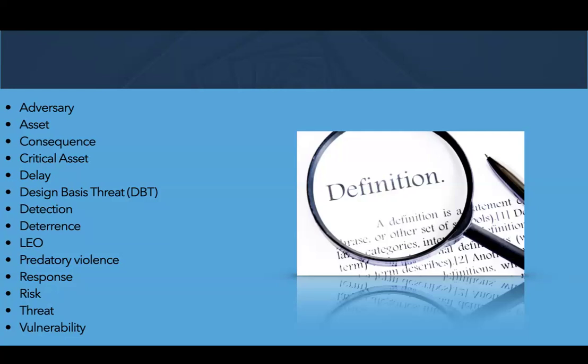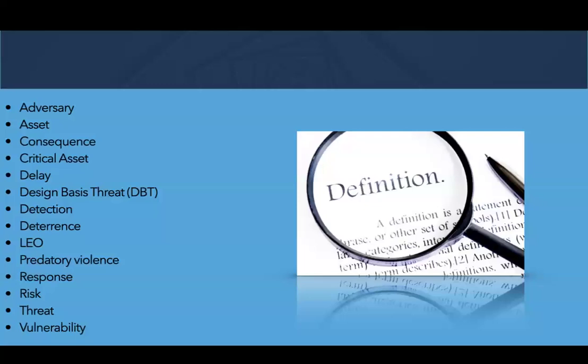Okay. Consequence just means in risk, it's the impact that this event has on the church. Delay is just the slowing down of adversary progress. And what that means is that can be physically or psychologically. We want to try to do that psychologically. Okay. Design basis threat is just a government term for what are you trying to protect your church against?